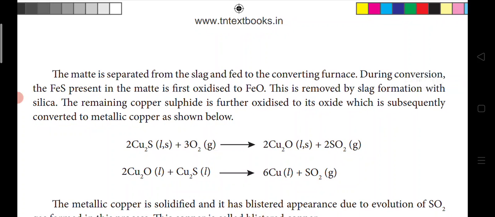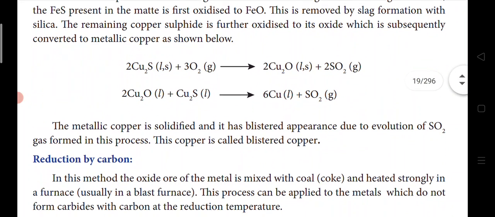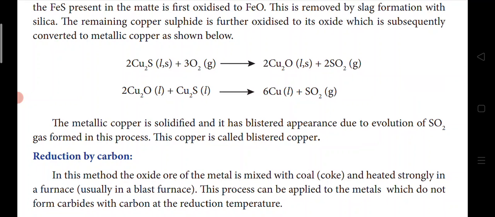இப்போ காப்பர் சல்ஃபைட் மட்டும் இருக்குல்ல, அகெயின் அது ஆக்சிஜன் ரியாக்ட் பண்ணோன்னா காப்பர் ஆக்சைடு கிடைக்கும். காப்பர் ஆக்சைடு வந்து காப்பர் சல்ஃபைடோட ரியாக்ட் ஆகும்போது we will get metallic copper. So the metallic copper is solidified and has a blistered appearance due to the evolution of SO2 gas formed in this process. So the blistered appearance இருக்கிறதுனால it is called blistered copper.